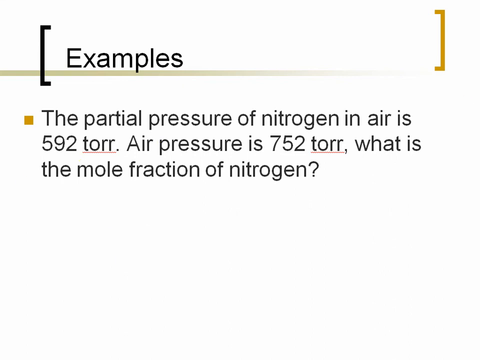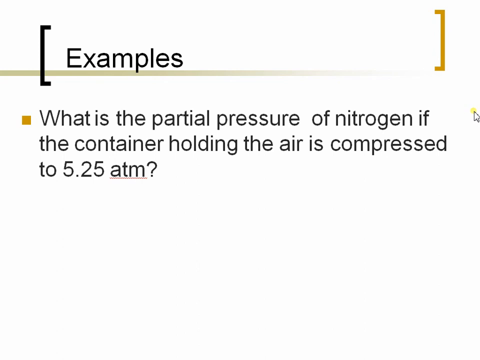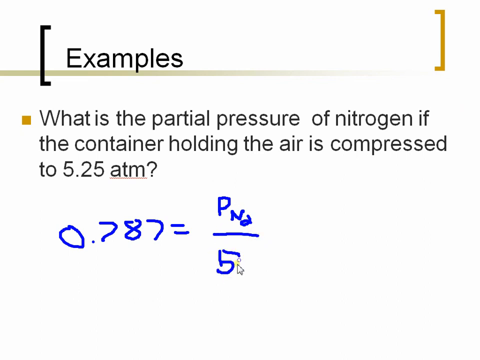So let's try a different example. What is the partial pressure of nitrogen if the container holding the air is compressed to 5.25 atm? So in my previous example, I noticed that my chi was 0.787. And they want to know what is the partial pressure of the new nitrogen. So basically, you're looking for the pressure of N2 divided by my new total pressure, which is 5.25. So now we're solving for this one. So doing some algebra, you should be able to calculate what it is.